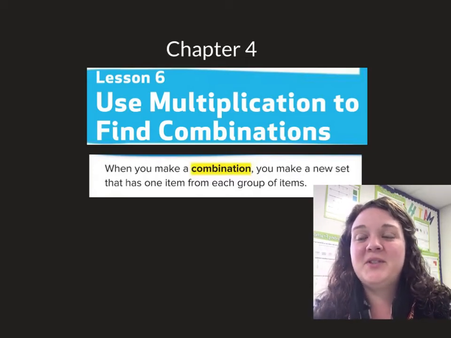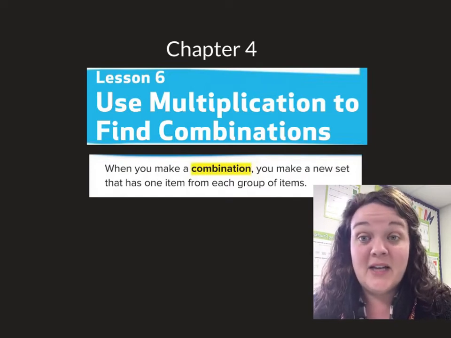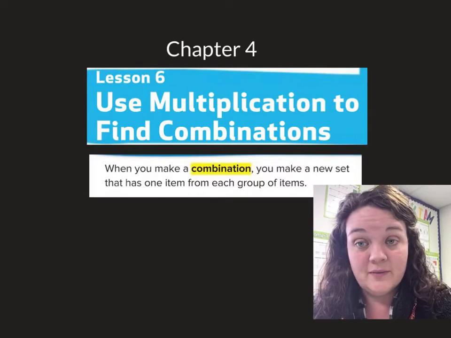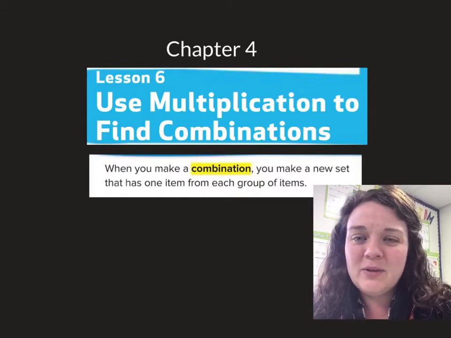Hello and welcome to Chapter 4, Lesson 6. Today we're going to be using multiplication to find our combinations. Last lesson we used tables to find combinations, but this time we're going to notice that we could have just multiplied. We don't have to write out these big fancy tables.